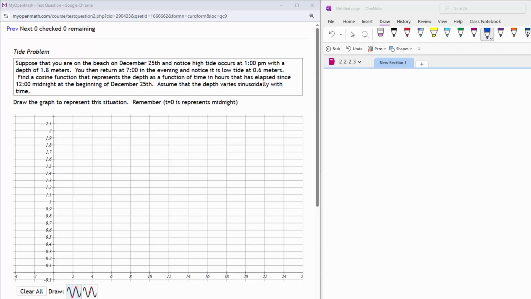December 25th, for some reason, you're on the beach. Assume that the depth varies sinusoidally with time. That just means it's okay to use the cosine function here, or a sine function, but we'll use the cosine function. The left guy here is the cosine function.